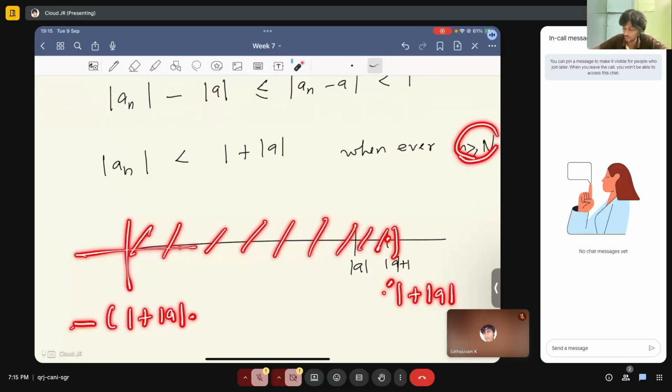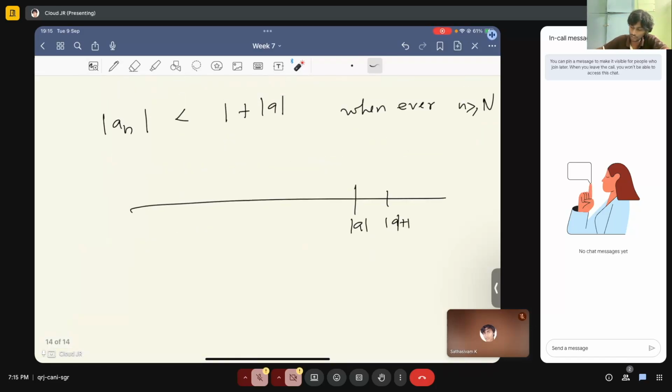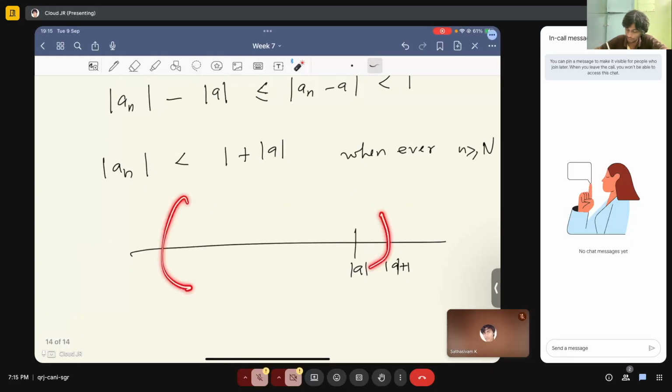Whenever your n is greater than or equal to N. So basically, after this N, everything lies between some domain. Now what remains is basically what happens when your n is strictly less than this N. So that we have to take care of, because after N everything is here does not mean a1 can be here, right? So that we will take care of now.